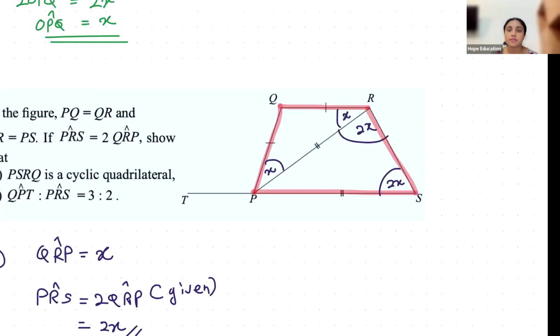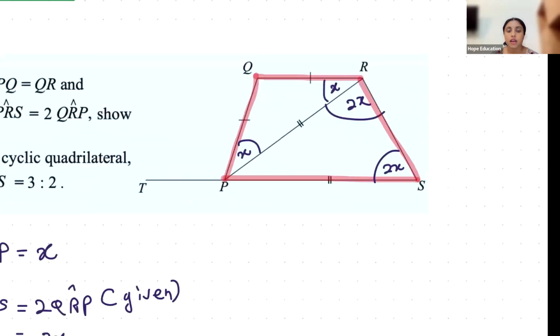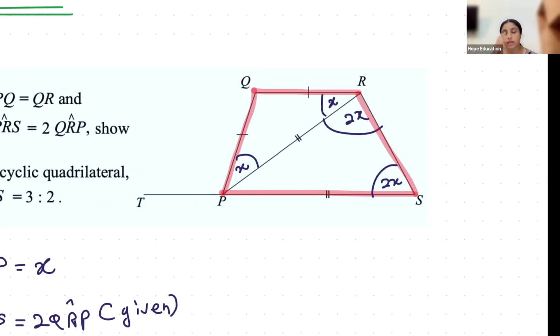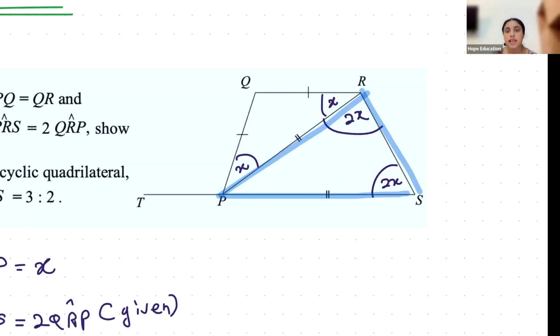Next, you can choose whatever triangle you want. In this particular case, I will erase this a little and consider this triangle, PRS. I'm going to find this angle. If I find this angle, I can check whether it and this one are supplementary. You could consider the other triangle too.